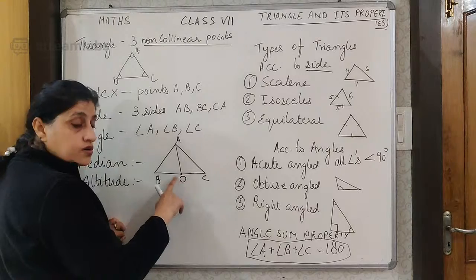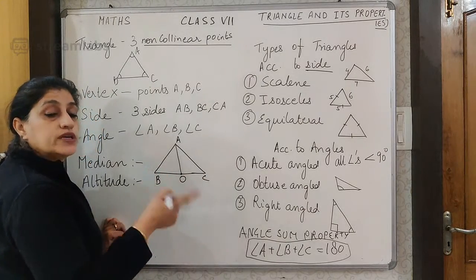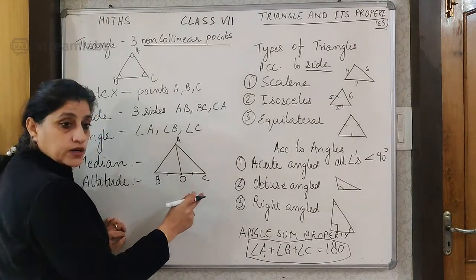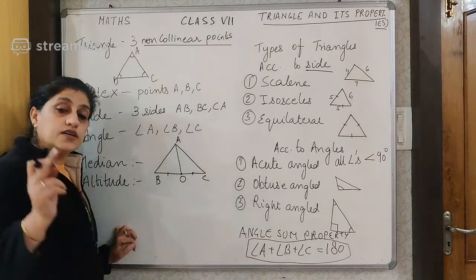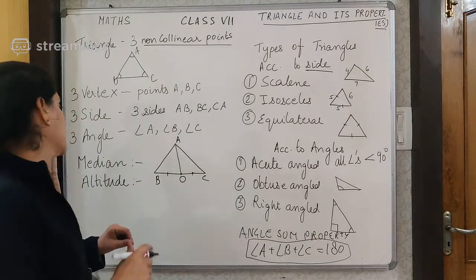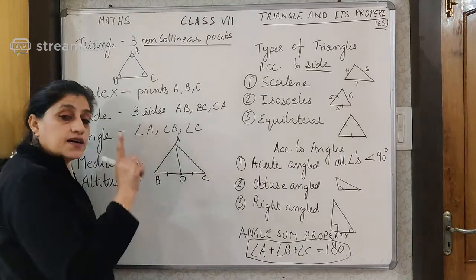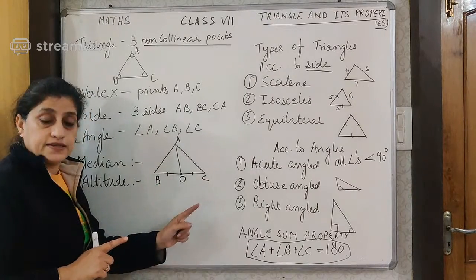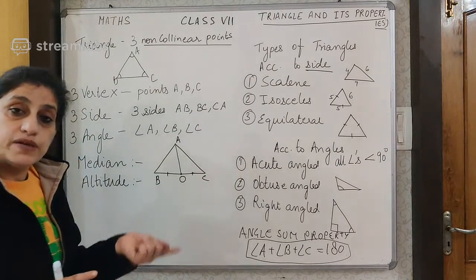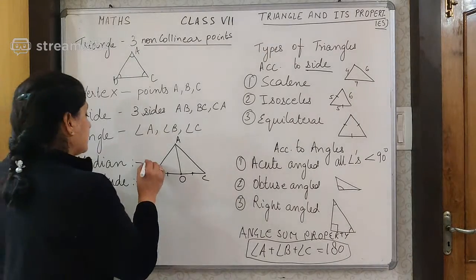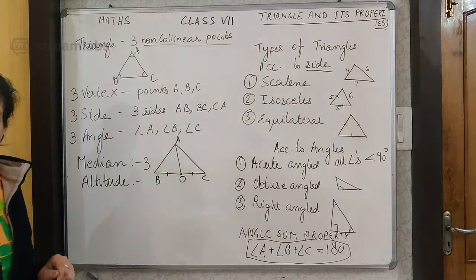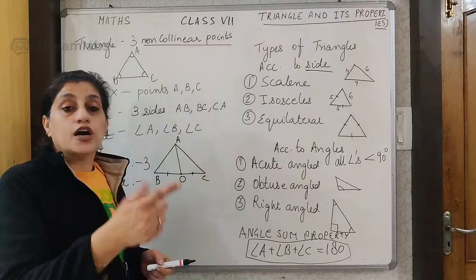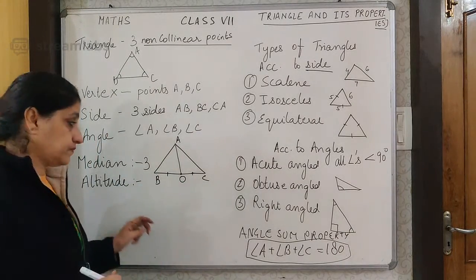And if this O divides the side BC into two equal parts, that is, length BO and length OC are equal, then AO is called the median. I'll now repeat it. If I draw from a vertex a line meeting the opposite side in the center of the side, it is called the median. In any triangle, there will be 3 medians. I suppose it is clear? Yes, children? Now we'll move on to altitude.